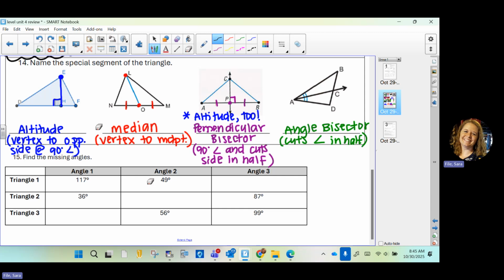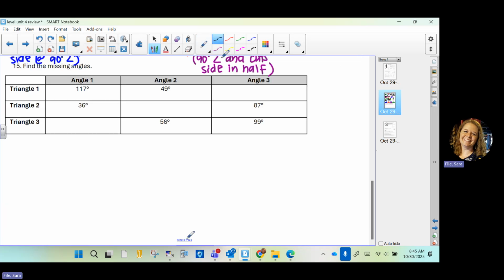Or if you prefer, you can just write it. I'm going to do the work down below here, if it will let me. You can just write 180 minus 117 minus 49 and just do the double subtraction, or you can add them first and then subtract, however you prefer to do that. And you can do that in your calculator, and there's only 14 degrees left. So that's 14 degrees for the third angle.